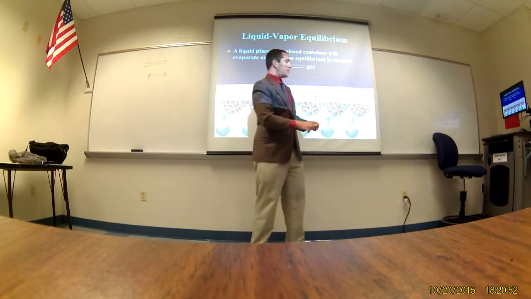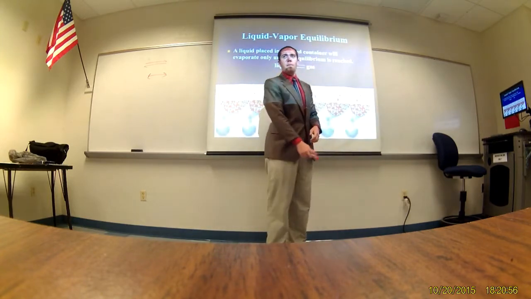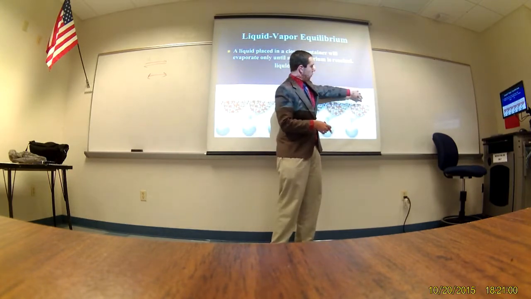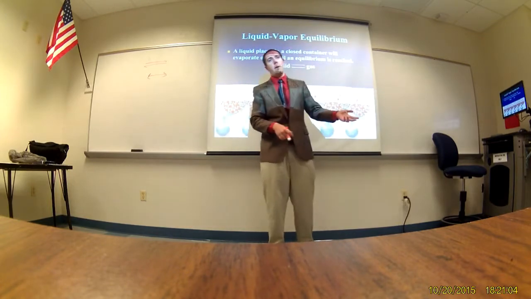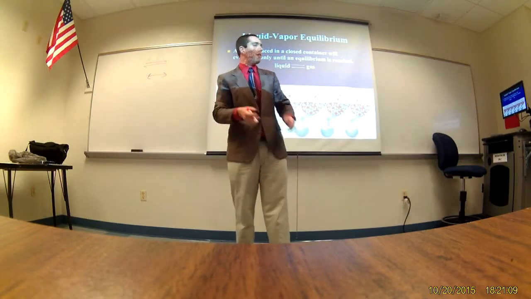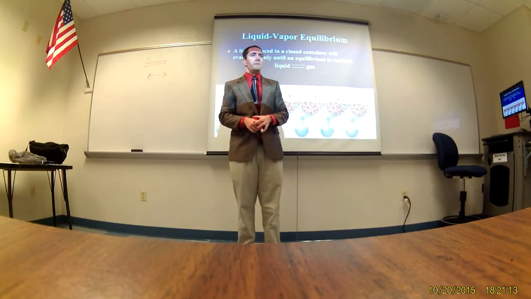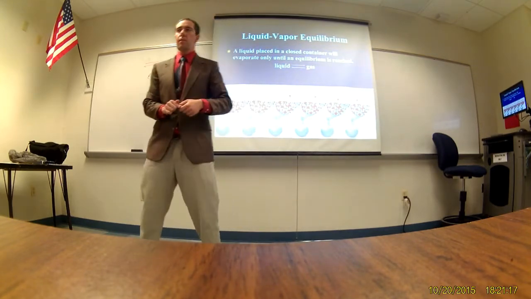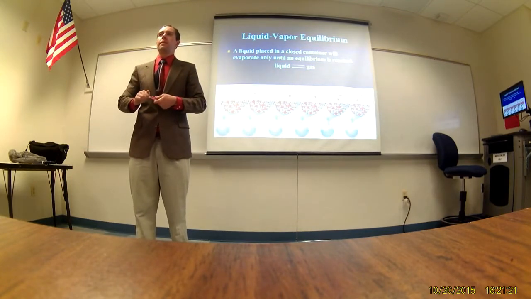So if we label these molecules 1 through 10, at any given time, let's say four of them are in the gas phase. It could be 1 through 4. It could be 1, 2, 5, and 6. It could be any of them. But at any given time, 4 of them are up here, and 6 of them are down here. That's their equilibrium. So then why, if they're the same temperature, don't all of them do that?